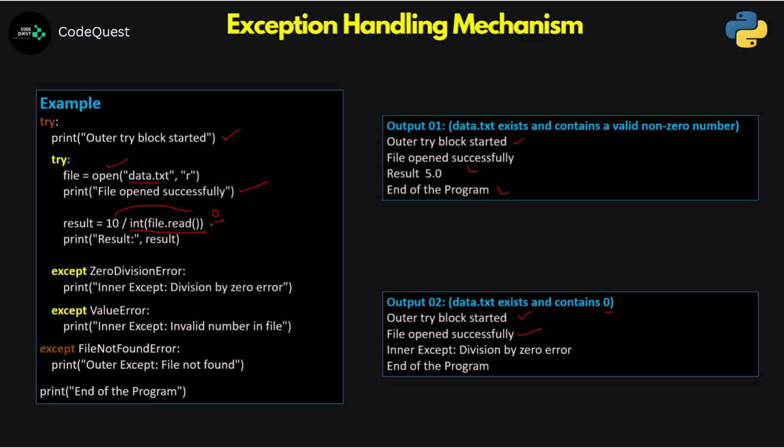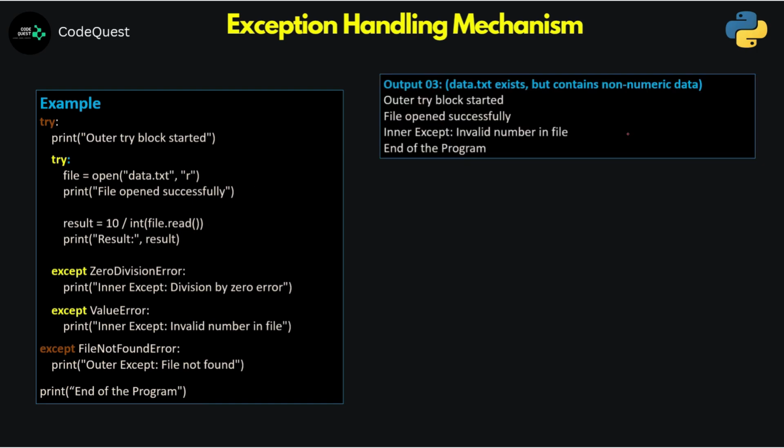As a result, the control will leave here and come down to the inner except block, where it is going to match with this exception class. Because this exception class is able to handle it, we get the message inner except followed by division by 0 error. The second exception and the outer except are not going to run, so we finally come to the last statement, end of the program.